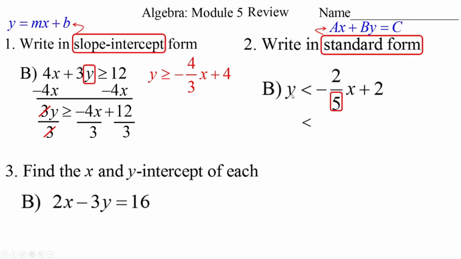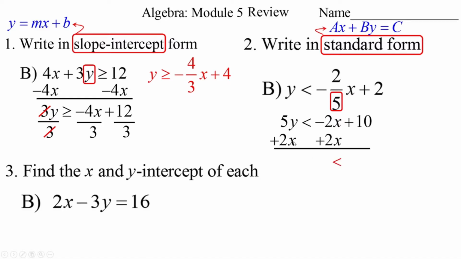So on the left, y becomes 5 times y, so 5y is less than, and if you multiply this first term on the right by 5, the 5's would cancel, leaving negative 2 times x. And then plus, and 2 times 5 is 10. Now we are one step away from being done here. In standard form, you need your x and your y on the same side. So do you see this negative 2x right here? Let's add 2x to both sides and bring down the less than.